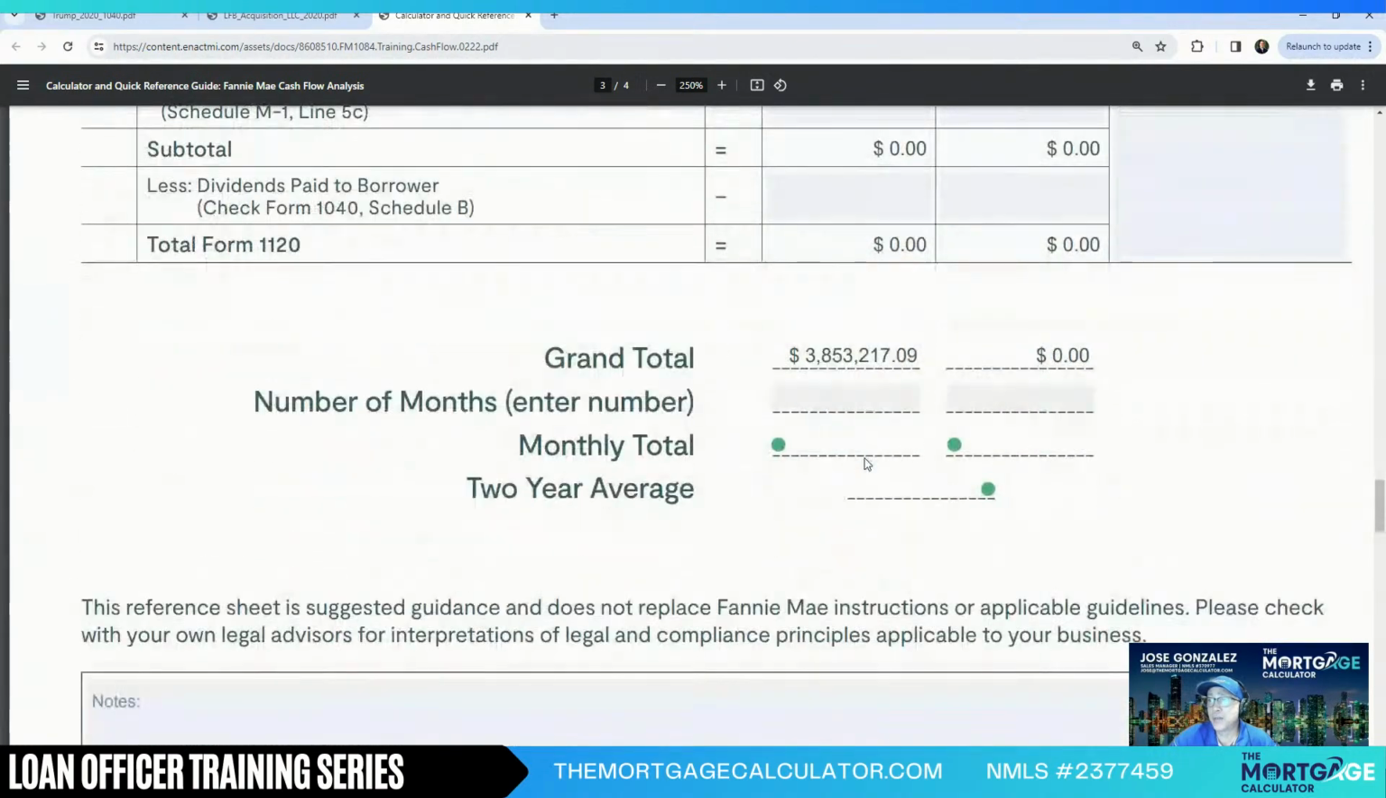And we go to the bottom here, and we're using the 1 year income only in this example, right? So we picked a 1 year tax return program for our non-QM program, is what we're doing, correct? $3,853,217.09 is our borrower's income that we can attribute.